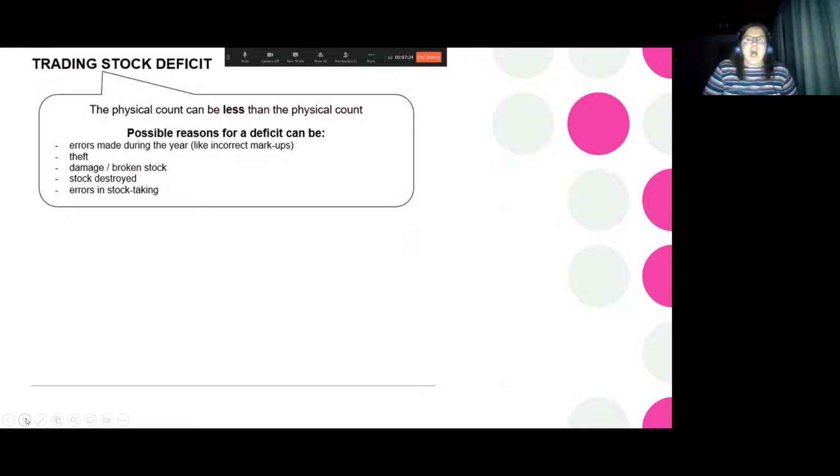Now, at the end of the year, a physical count of the stock is done, and we need to compare this physical count to the books of the business. The physical count can be less than what is in the books of our business. Possible reasons for this deficit: it could be that errors were made during the year, like an incorrect calculation of the markups. There might have been theft, damaged or broken stock, stock that was destroyed, or errors in stock taking.